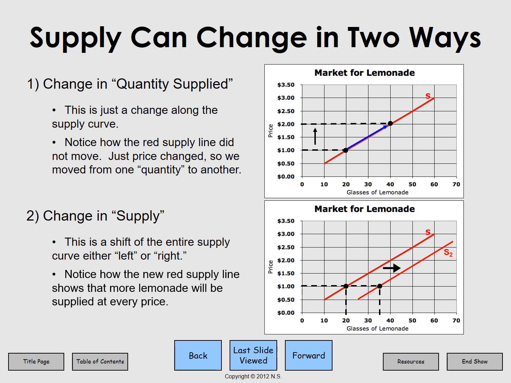So if it's something good that happens, lemons are cheaper, it's going to shift the line to the right. If a hurricane comes through Florida and knocks out all the lemon trees, that's something bad. It's going to shift the line to the left, because now lemons are harder to find, they're going to be more expensive.